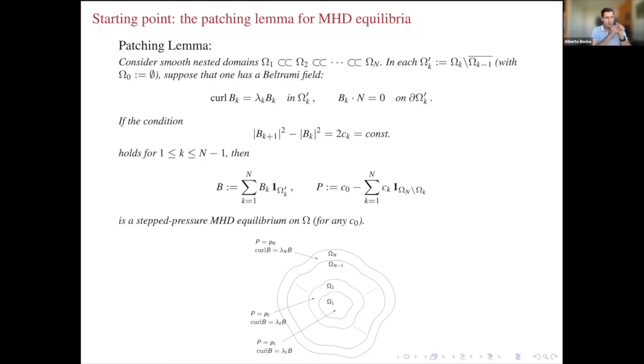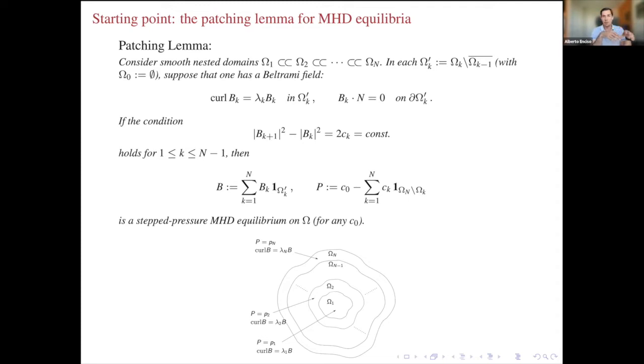What's the idea for this construction? The starting point is that, as you have seen, we are using Beltrami fields as building blocks to construct more complicated solutions. So the starting point is a technical lemma that allows us to patch Beltrami fields together to get an equilibrium. Let me take just the case of two domains, omega 1 and omega 2. The idea is that if we take two domains, omega 1 contained in omega 2, we don't care about topology, we don't care about anything.